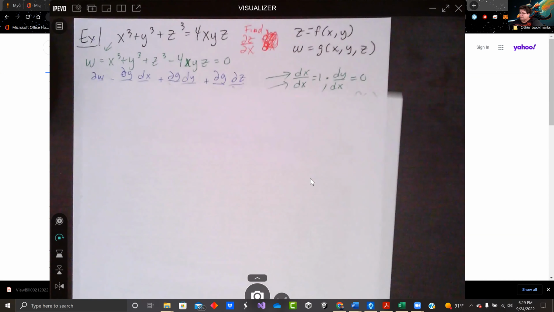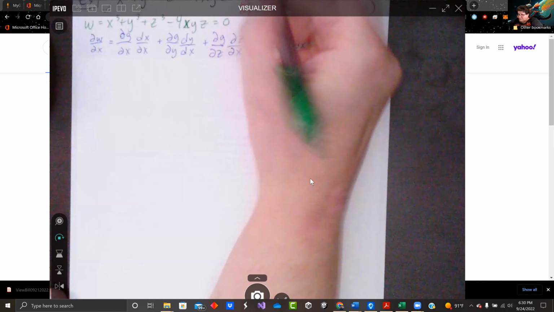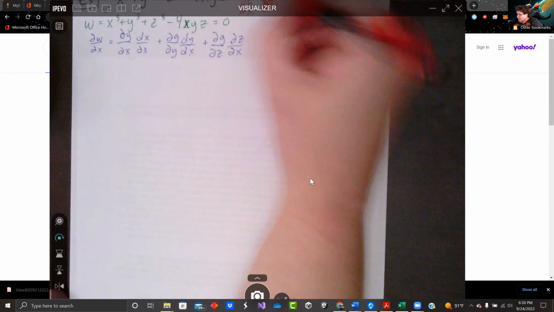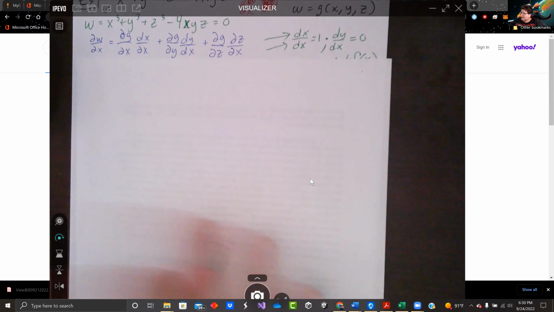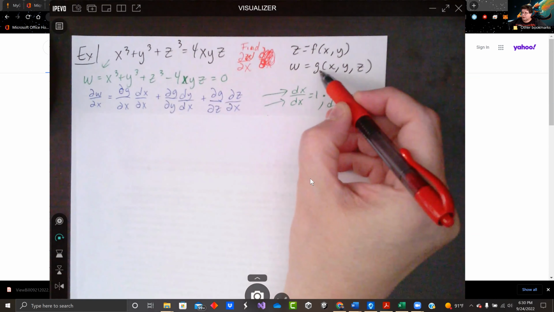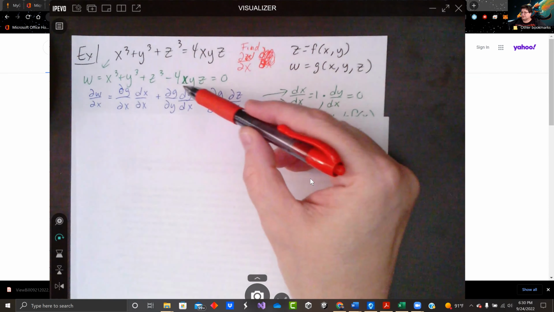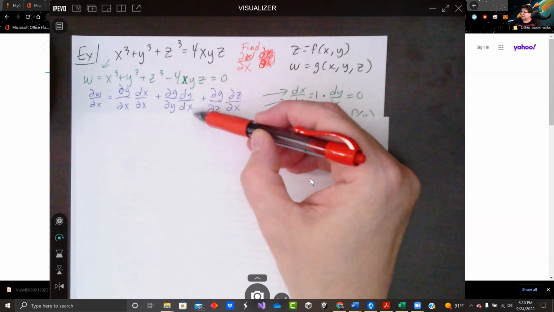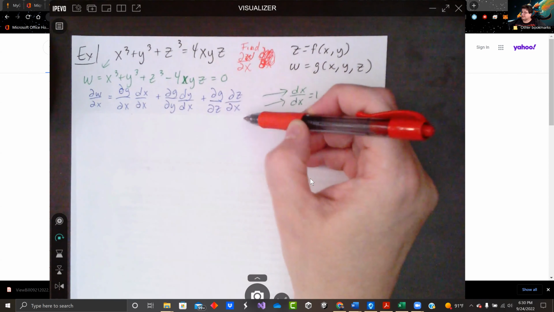So what do we need here? The partial of w with respect to x, or the partial of z with respect to x, basically. No, that's what I want. Partial of, I wrote dz dx. I want partial of w with respect to x. I have the partial of g with respect to x times dx dx, plus the partial of g with respect to y times dy dx, plus the partial of g with respect to z times dz dx.